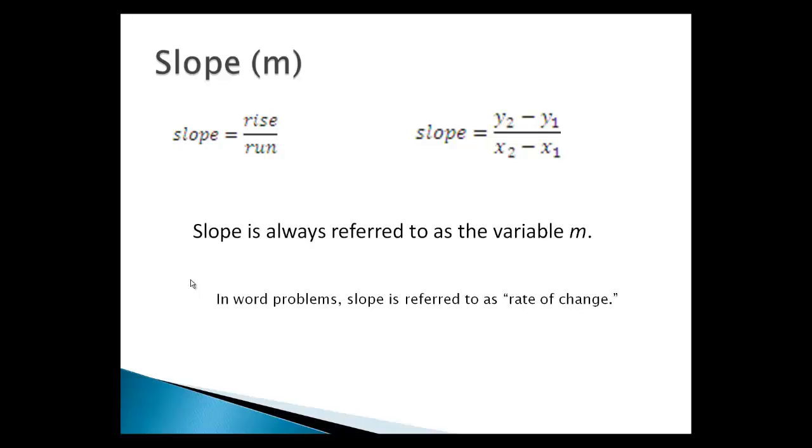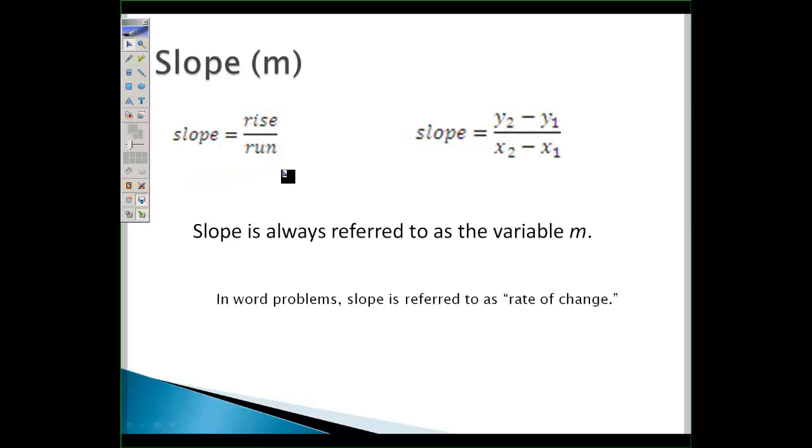The first way is rise over run. The second way, this whole mess over here: y2 minus y1 over x2 minus x1. These are the two things we really have to know for this lesson specifically. If you get a word problem, slope is generally referred to as the rate of change.